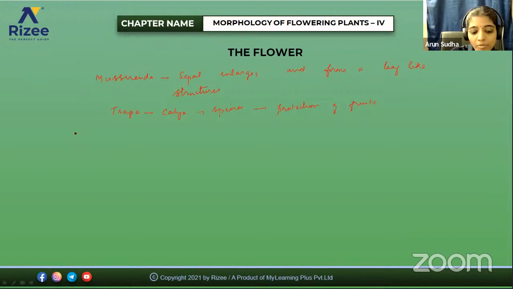But in some members of the sunflower family, the calyx is modified into hair-like structures called pappus, and this pappus helps in the dispersal of fruit in some species of the sunflower family.